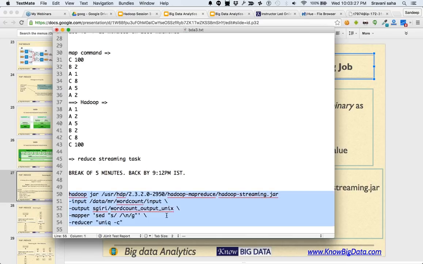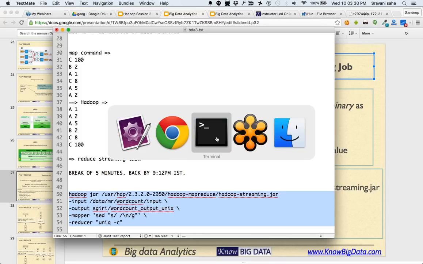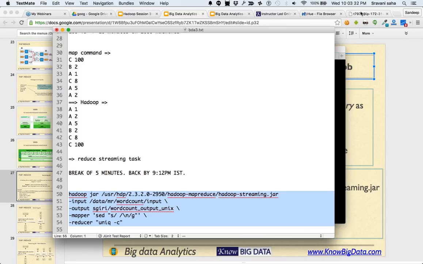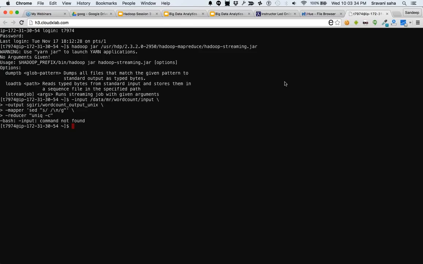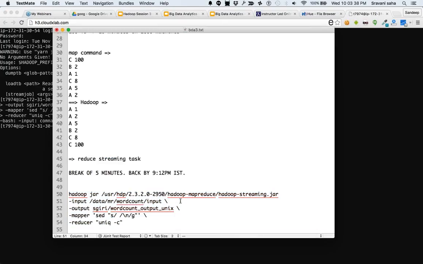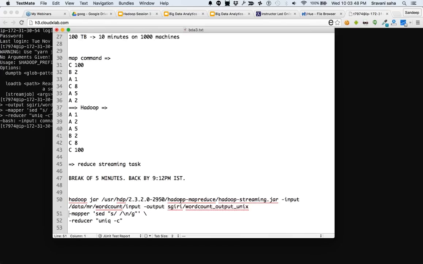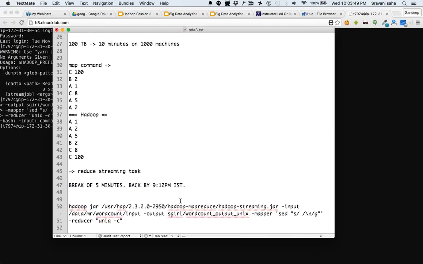Okay, so let's try to run whatever we have explained today from the console. This console is where the magic is happening. It's saying that input command is not found. Why? Because it's on another line. So you have to bring the full command into a single line, although you could put backslashes and get it executed.